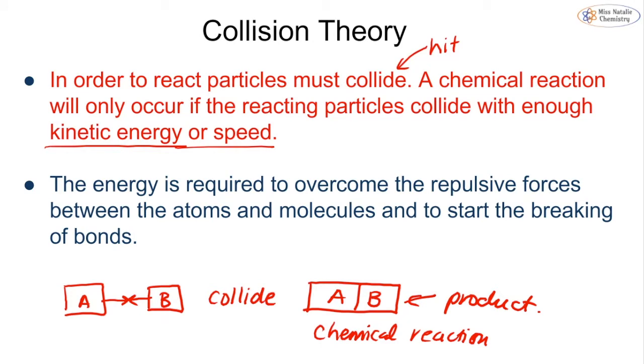Okay, and it's very important that we understand that we have to have a specific energy or a specific speed in order for this reaction to happen. And what it does is it makes sure that we overcome all of the repulsive forces that are within the atom or the molecule, and we break any bonds that are present. Because a chemical reaction is just a rearrangement of the atoms. So we have to break all of the bonds and then reform them in a different way.